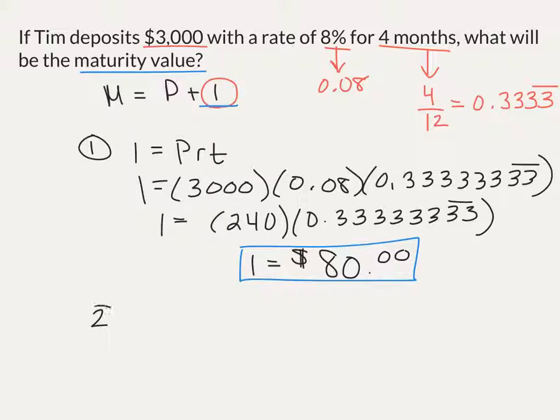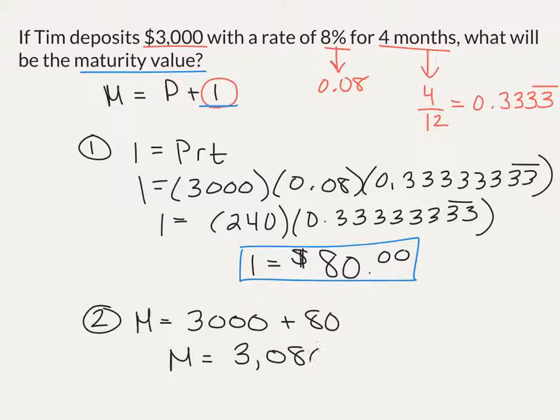So our last step is to find the maturity value by adding the principal to the interest amount that we just found. So the principal was $3,000, and we're going to add it to $80, and that means that our maturity value is $3,080. And that is our final answer.